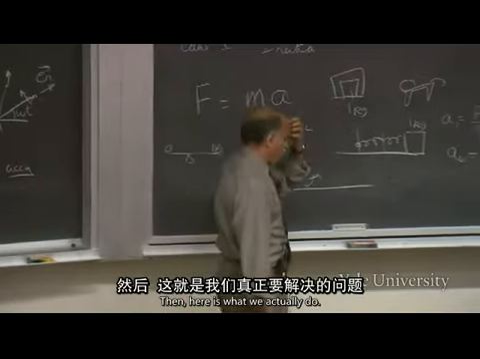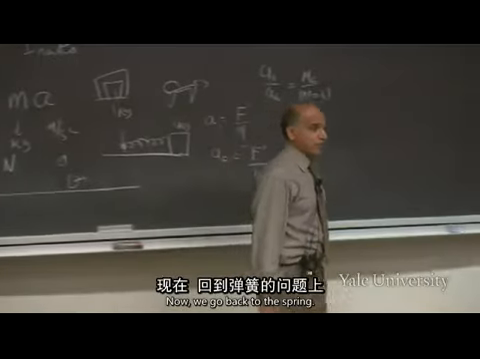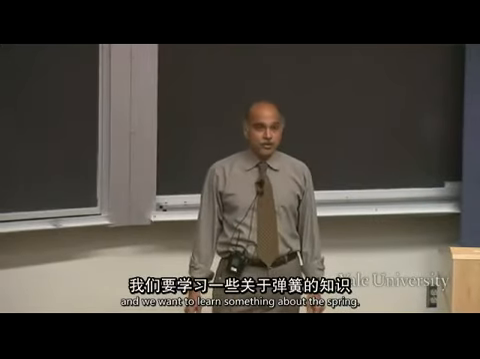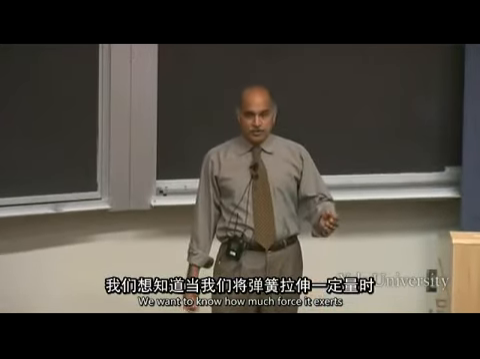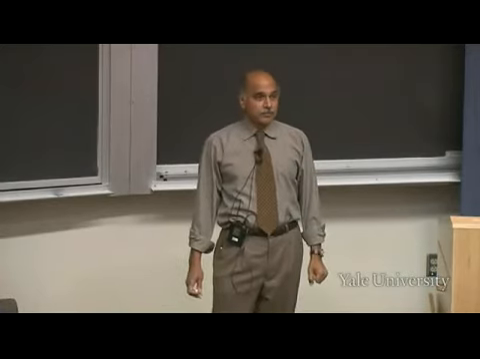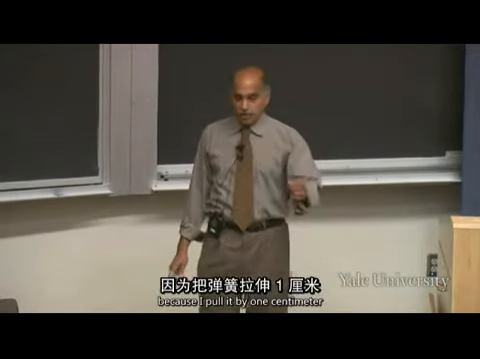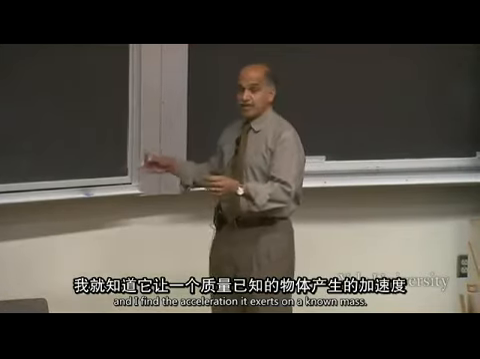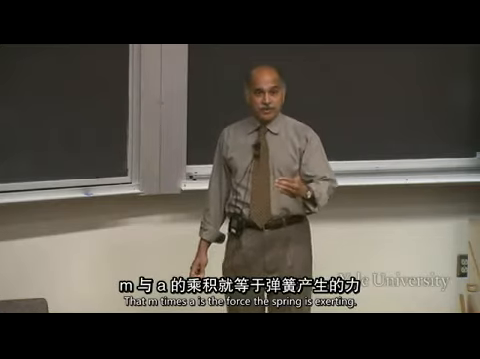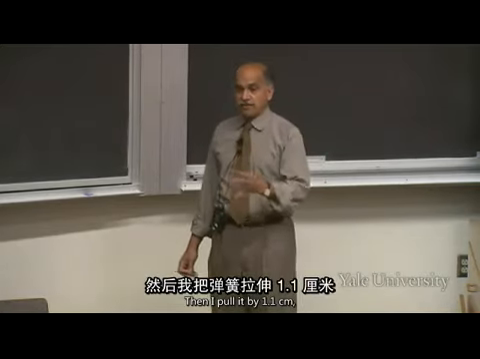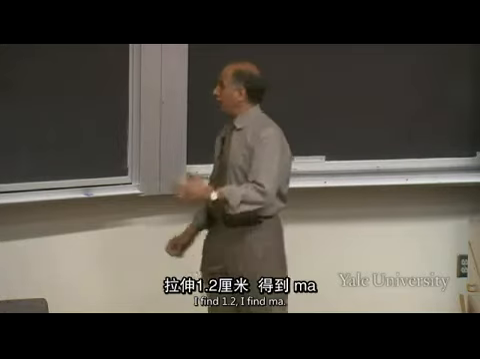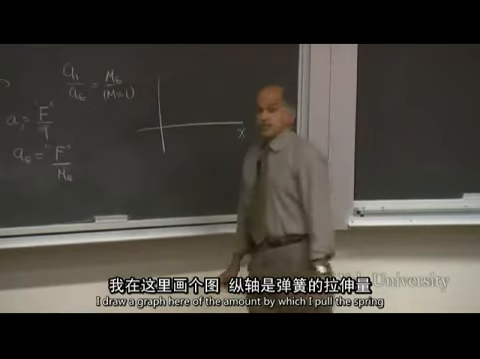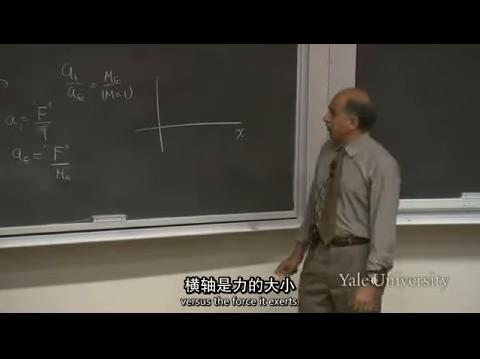But then, here is what we actually do. Now we go back to the spring, and we want to learn something about the spring. We want to know how much force it exerts when I pull it by a certain amount. Now I can measure that because I pull it by 1 centimeter, and I find the acceleration it exerts on a known mass, that m times a is the force the spring is exerting. Then I pull it by 1.1 centimeter, and I find ma. I find 1.2, I find ma. I draw a graph here of the amount by which I pull the spring versus the force it exerts.